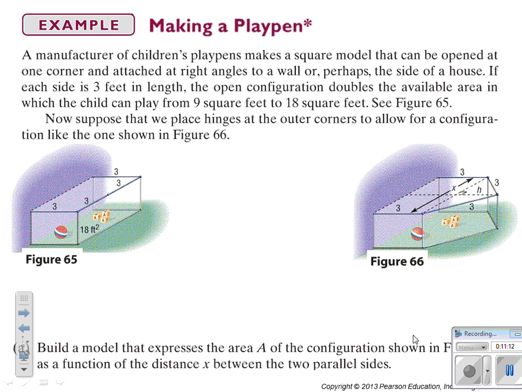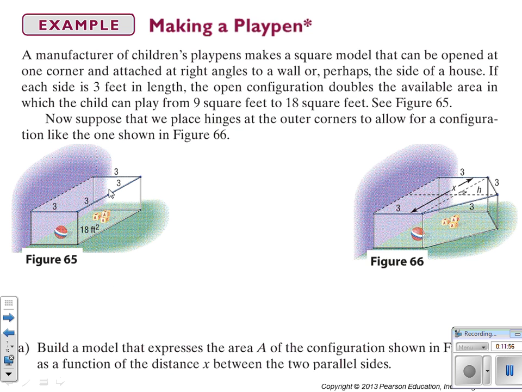Okay, next problem, and you guys feel free to abbreviate this so that you don't have to write every single word down, but it's important. Definitely we need the picture. A manufacturer of children's playpens makes a square model that can be opened at one corner and attached at right angles to a wall or perhaps the side of a house. If each side is 3 feet in length, the open configuration doubles the available area in which the child can play from 9 square feet to 18 square feet. And that's this figure right here.